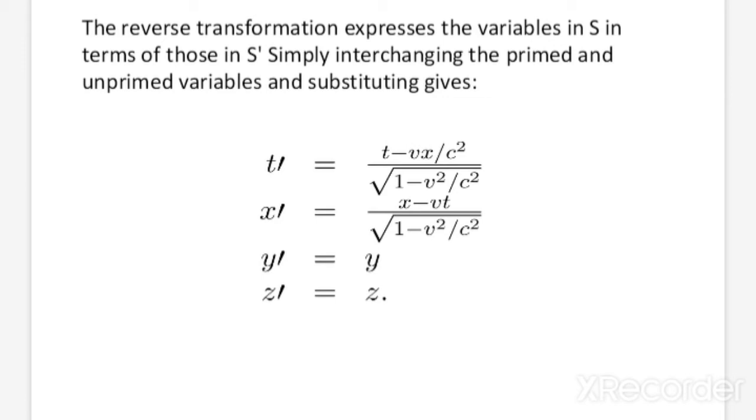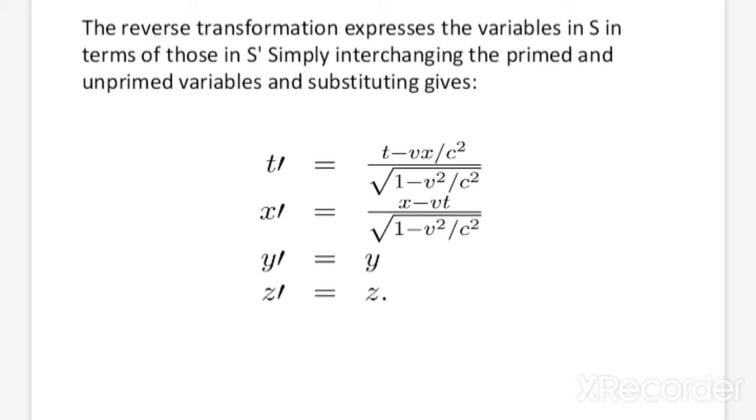So by changing the sign and direction, we get the inverse Lorentz transformation equation as t' is equal to (t minus vx upon c square) whole upon root of 1 minus v square upon c square, x' is equal to (x minus vt) whole upon root of 1 minus v square upon c square, y' is equal to y, and z' is equal to z.